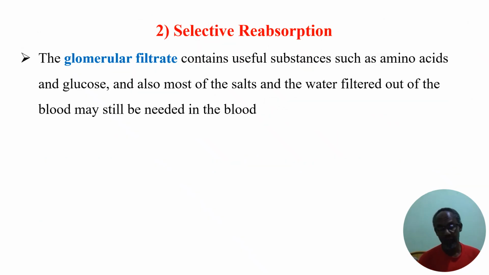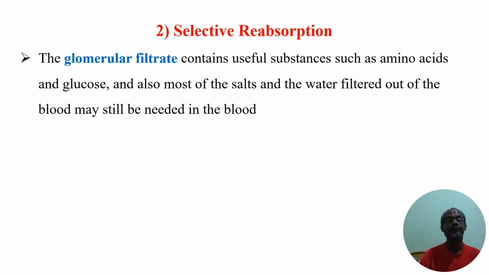The second process, now we are done. Now we have filtered the blood. The blood is losing, of course. If there is glucose in the blood, glucose comes out. Amino acids, nutrients are also lost. Water, which may be needed in the body, electrolytes or salts. The glomerular filtrate contains useful substances such as amino acids and glucose, and also most of the salts and the water filtered out of the blood at the Bowman's capsule in the first stage of urine formation may still be needed in the blood.